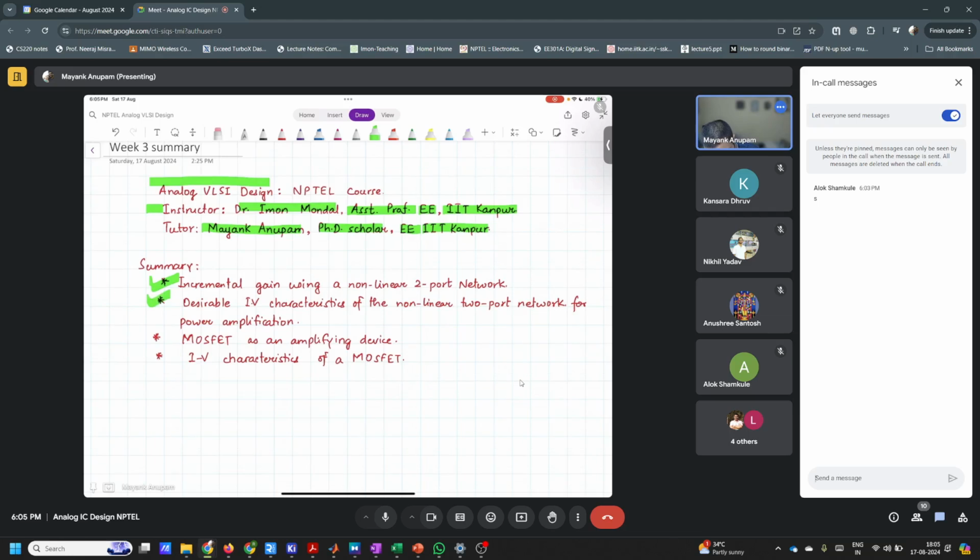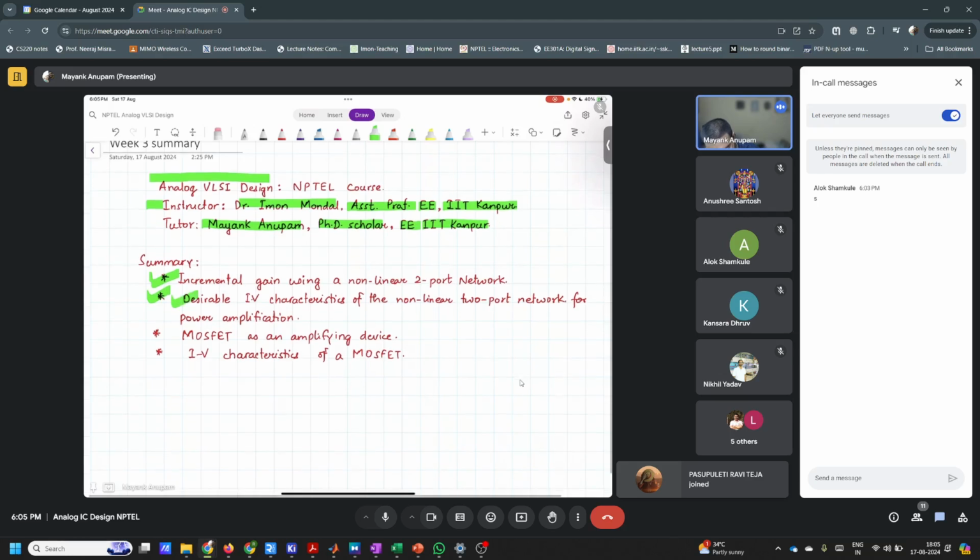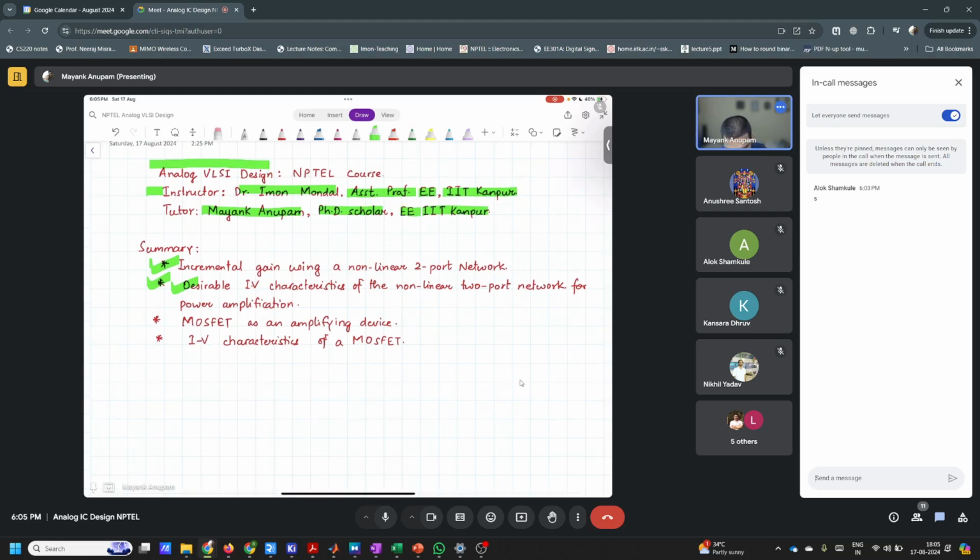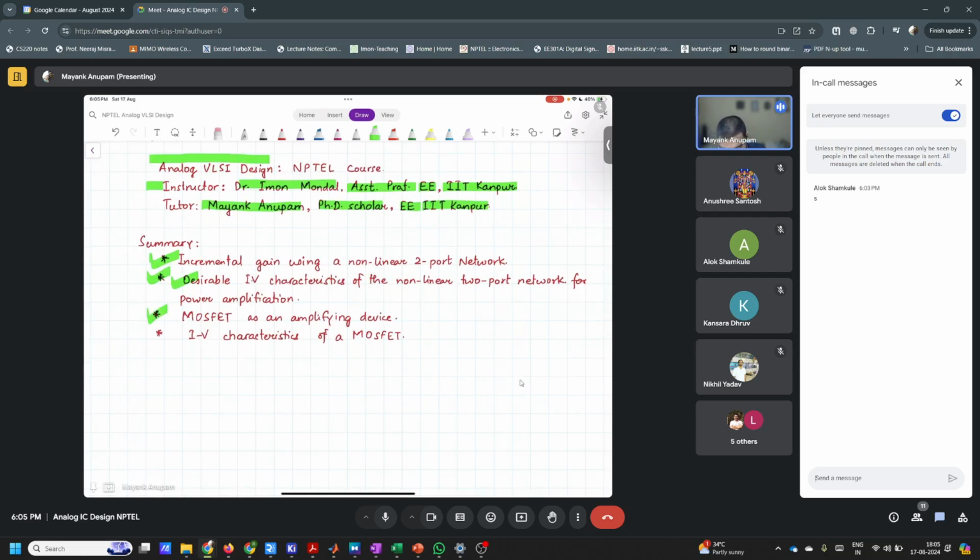First we discussed how we can get incremental gain, and then we discussed the constraints on the Y parameters to achieve some incremental gain in the network. That was introduced in desirable IV characteristics: the constraints on Y11, Y12, and so on. After that, we moved from the block-level diagram to the circuit level, to a device which can provide all those things. That device is a MOSFET.